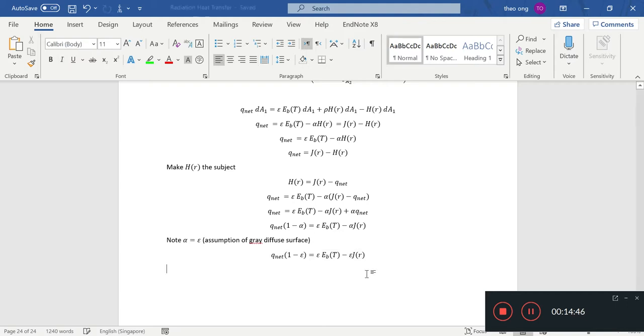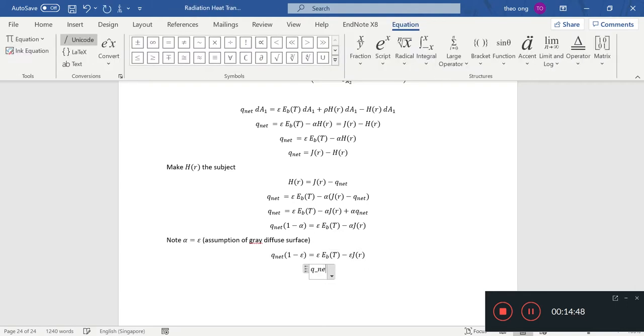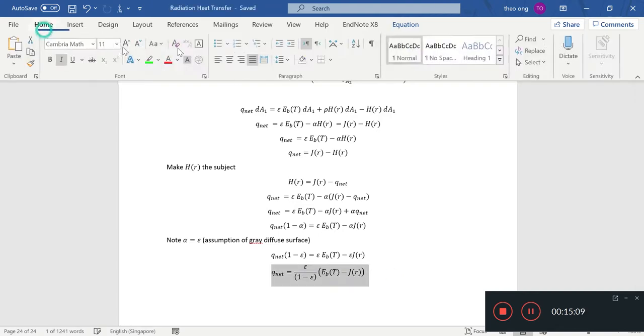Okay, so we'll get Q_net equals to epsilon over 1 minus epsilon into (E_b minus J_R). Okay, this is an important equation to remember. You'll see why perhaps in the next few videos.